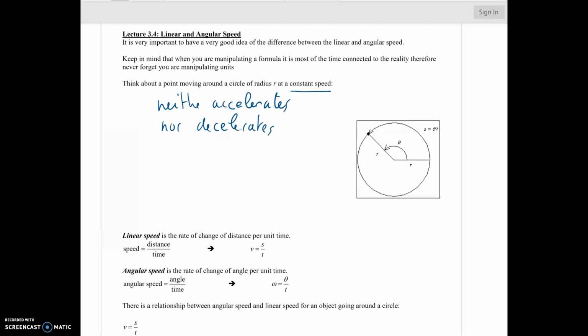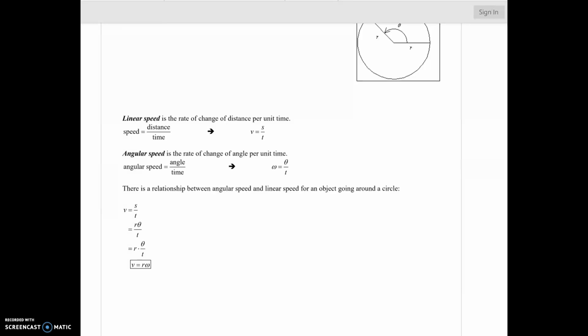So speed equals distance divided by time. S for speed, T for time. The angle will be defined by theta, and T is the time. For the linear speed, S is the distance and T is the time. So I repeat, linear speed equals distance divided by time, and angular speed is angle divided by time.